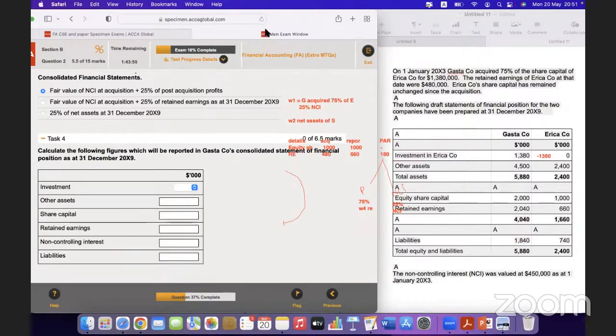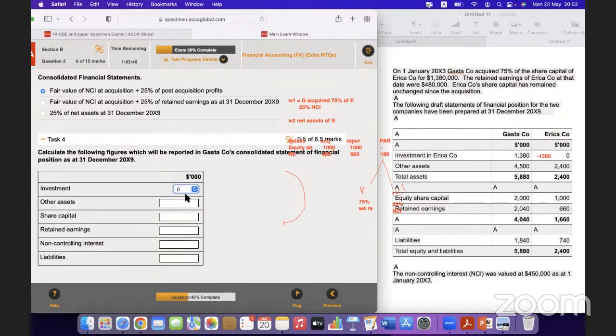Now, guys, they are asking for answers like these. Now they are asking you to tell the value of these. Investment, guys, my answer is going to be 0. Why is the answer 0? Look at this, guys. From 1380, I cancel 1380 now because I took it to goodwill. So therefore, the answer is 0.